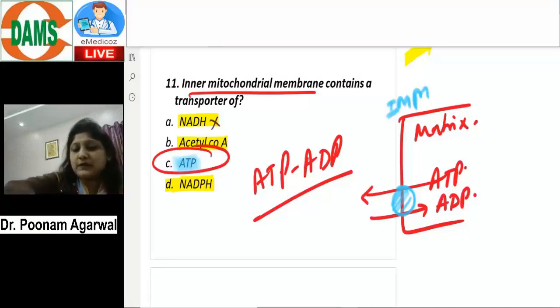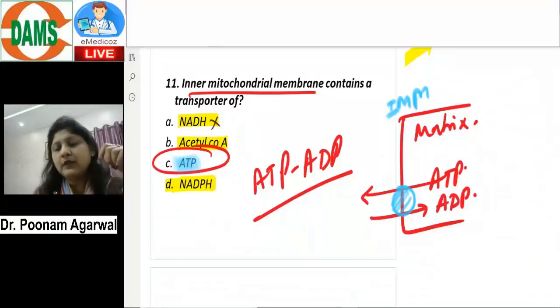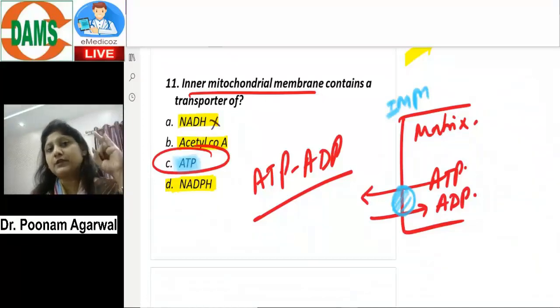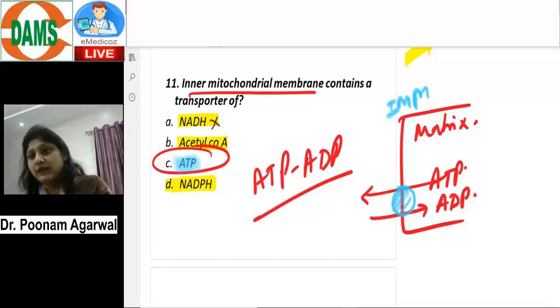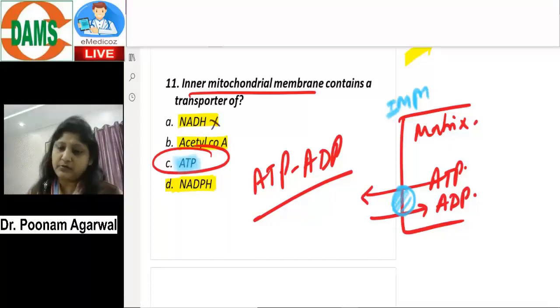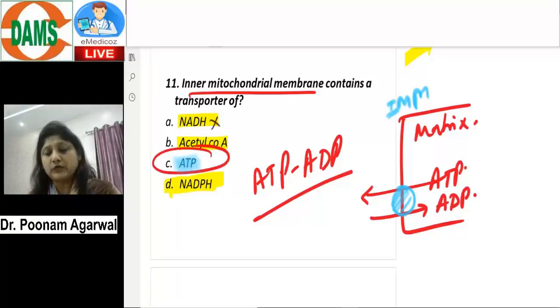So NADPH is the supplier of reducing equivalents for synthesis of fatty acid, for synthesis of cholesterol, for synthesis of bile acid, for synthesis of steroid hormones, and all these processes are taking place outside the mitochondrial matrix. So the pathways which are producing NADPH and the pathways which are utilizing NADPH are all cytosolic. So God has not created any transporter for NADPH because this is not as such required.